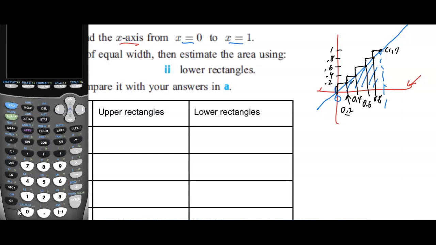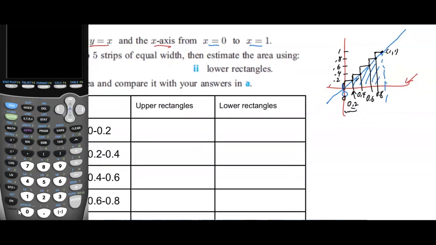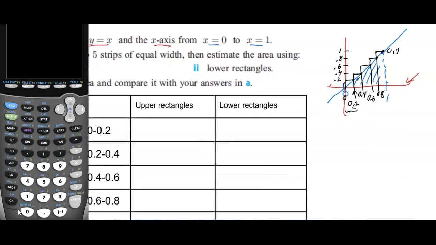Okay, so now we have all the information we need to figure out the area of each one of these rectangles. The first rectangle we're going to look at is the one between 0 and 0.2. The width of this rectangle is 0.2 because it's from 0 to 0.2, and the height of the rectangle would also be 0.2. So the upper rectangle area would be 0.2 times 0.2, which would be 0.04.